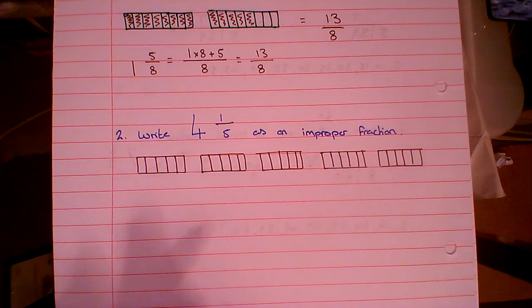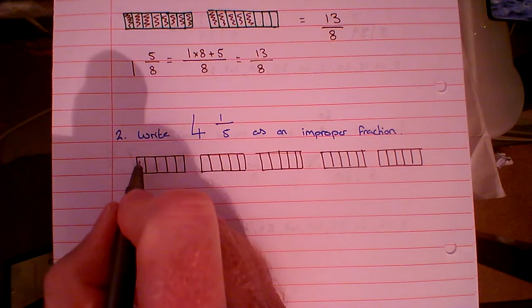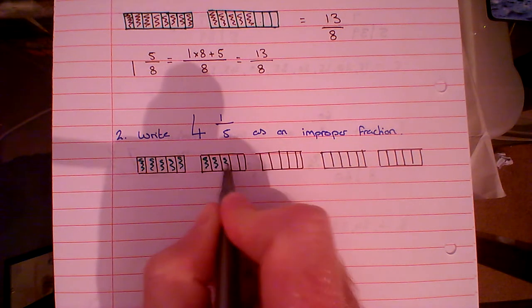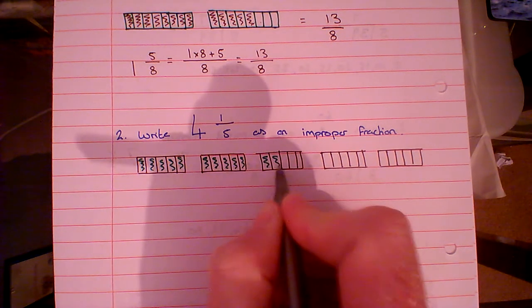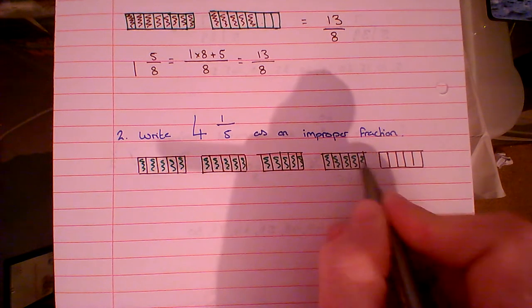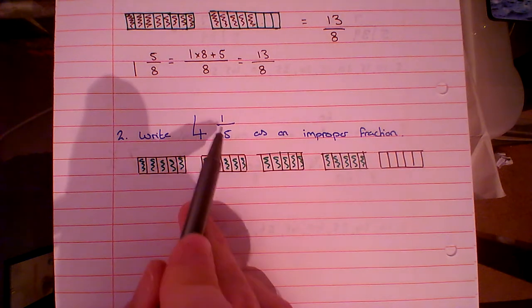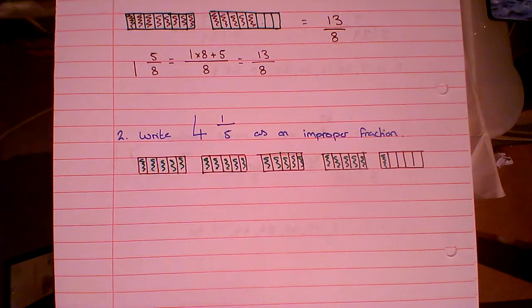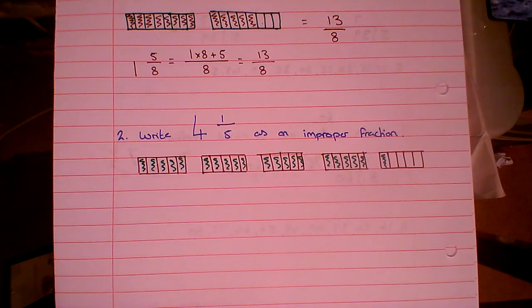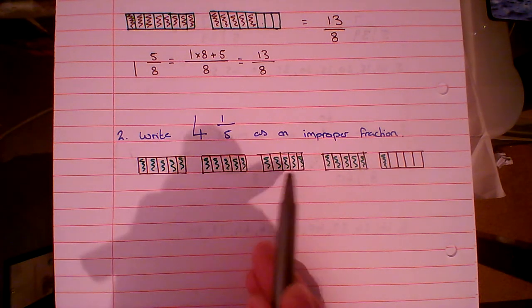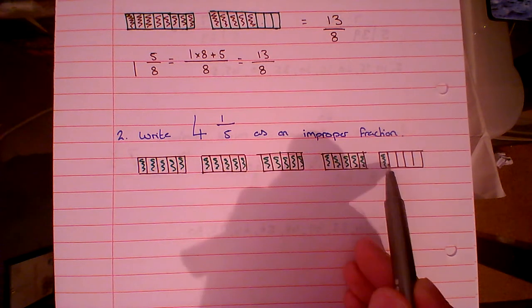Now I can start shading in. I've got 4 whole ones, so I'm going to shade in 4 complete rectangles. On the last one I'm going to shade in 1 out of the 5 that it's been split up into. Remember, to get my improper fraction I'm just counting up all the little bits that I've shaded in: 1, 2, 3, 4, 5, 6, 7, 8, 9, 10, 11, 12, 13, 14, 15, 16, 17, 18, 19, 20, 21.